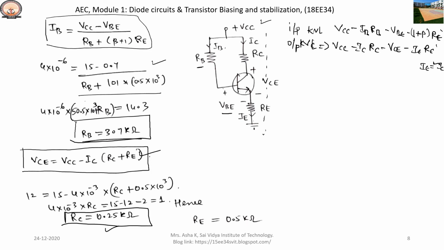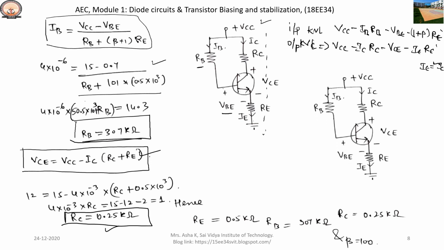Hence, the calculated value of RE is 0.5 kilo ohm, RB is 307 kilo ohm, and RC is 0.25 kilo ohm. Also, the beta value calculated is 100. Hence, the circuit designed here consists of RC equal to 0.25 kilo ohm, RE equal to 0.5 kilo ohm, RB equal to 307 kilo ohm, and a beta value of 100.